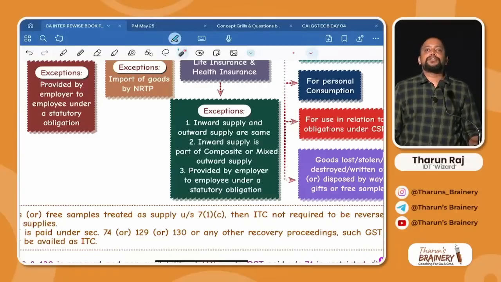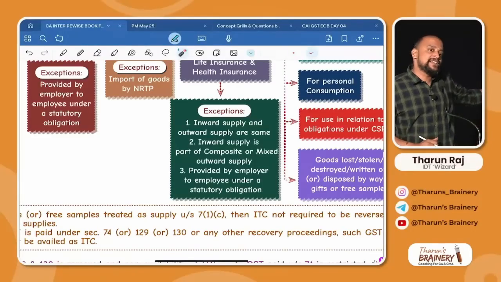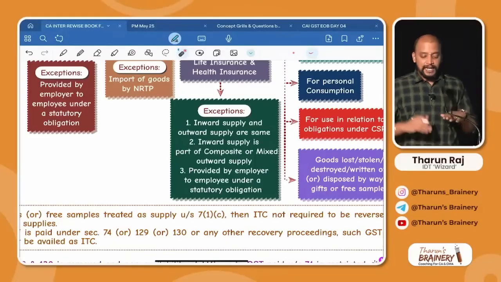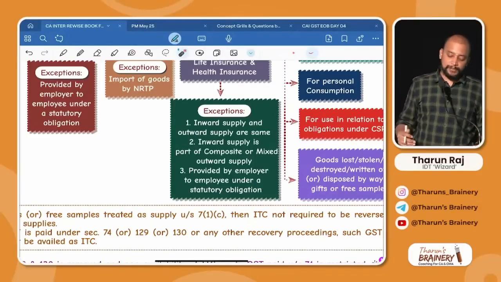For example, I am into the business of transportation of passengers by airways. I need to provide food to my passengers. For providing food to my passengers, I will purchase the food and beverages. Can I take ITC? Yes. Because inward supply is part of the composite or mixed outward supply.